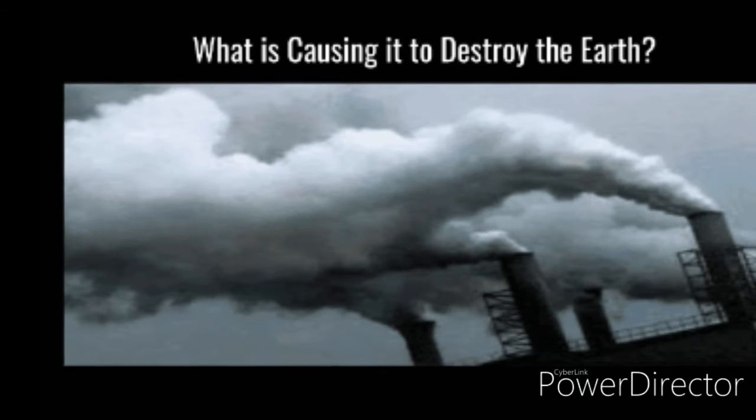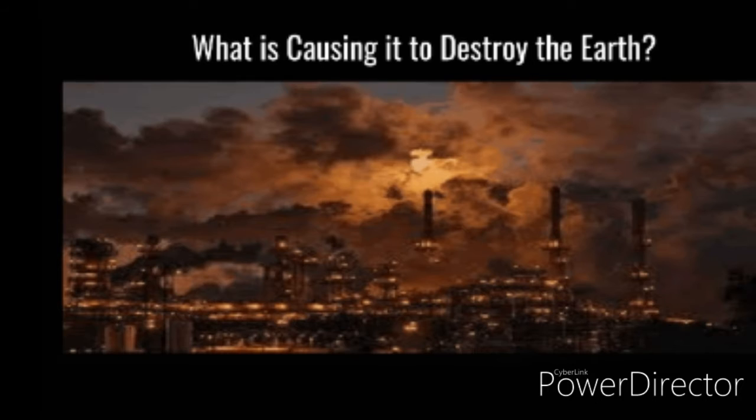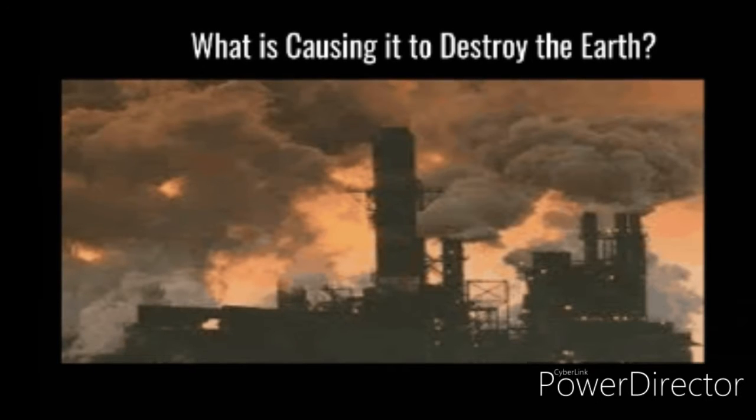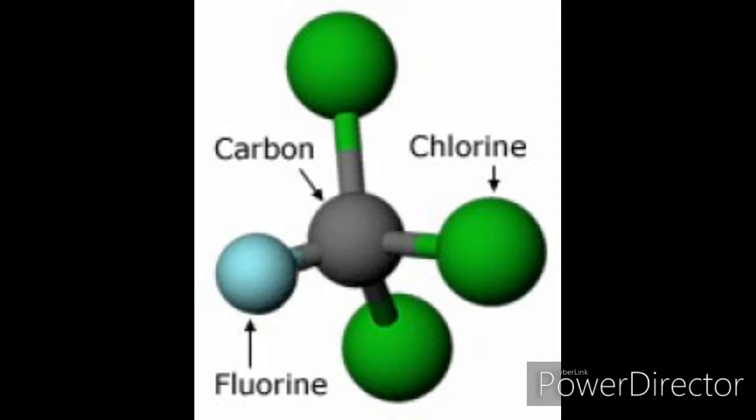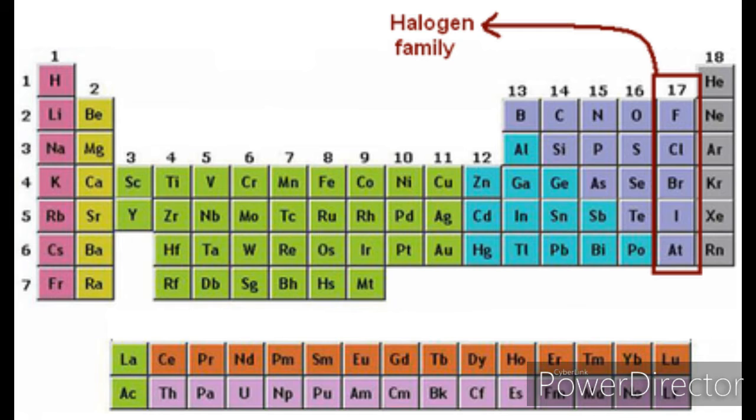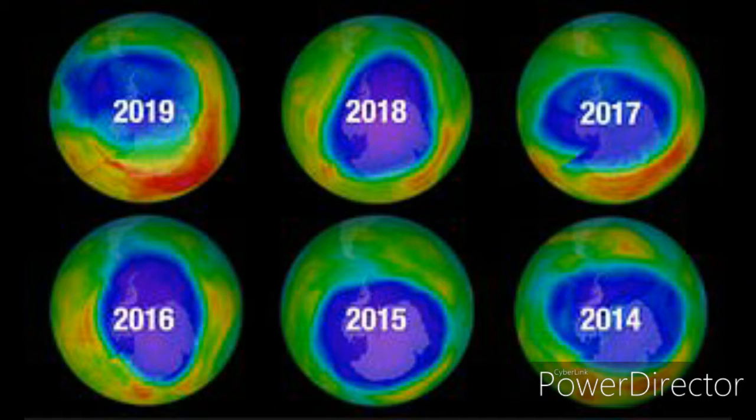So what is causing it to destroy Earth? This disaster is a man-made cause simply from pollution. The chemicals produced from pollution are chlorofluorocarbons, or CFCs, and halogens. When these are released into the Earth, it causes a breakdown in the ozone layer.